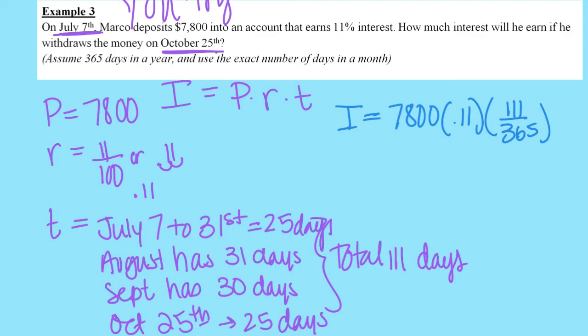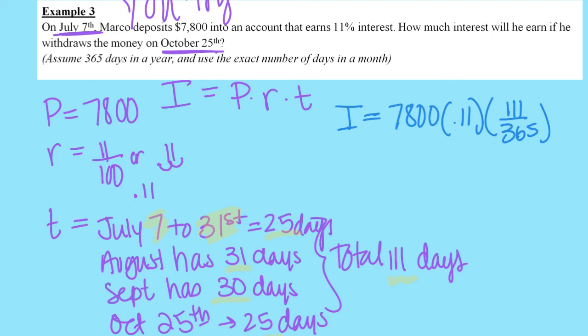All right, so hopefully you guys figured out the P principal was 7,800. Our rate as a decimal was 0.11. Little different because you actually had to figure this one out based on how many days there were from July 7th to October 25th. So in order to do that, you had to go July 7th to the 31st. We're including July 7th, so that's actually 25 days. August has 31 days, September has 30 days, and then we go to October 25th, which is 25 days. If I add all those up, we should get a total of 111 days.